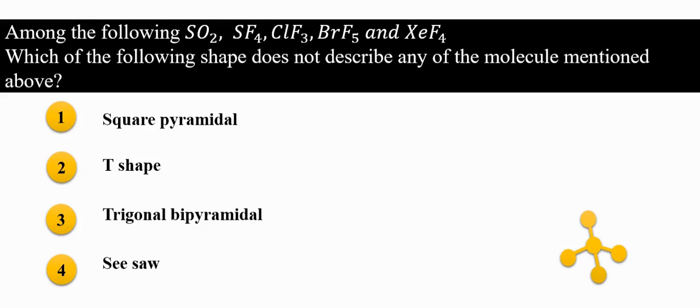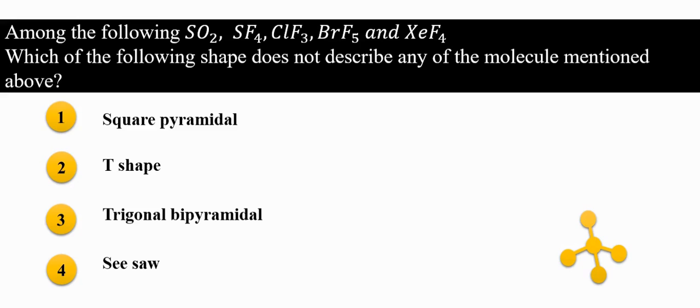Okay, so we'll move into our next question. Among the following, SO2, SF4, ClF3, BrF5 and XeF4, which of the following shape does not describe any of the molecule mentioned above? First one, square pyramidal. Second one, T-shape. Third one, trigonal bipyramidal. Fourth one, seesaw. So we'll discuss in detail.